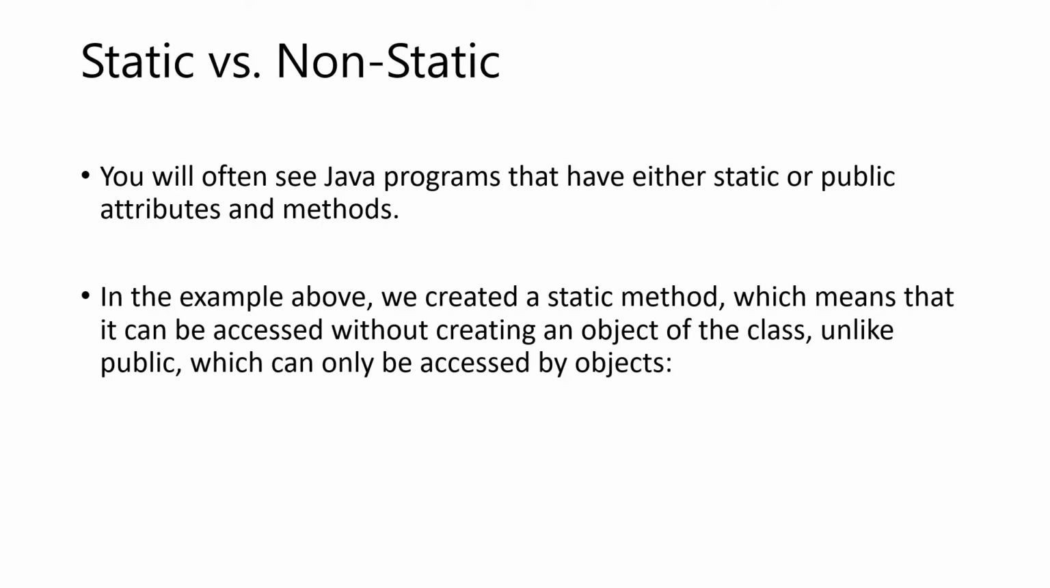You will often see Java programs that have either static or public attributes and methods. A method can be static. In the example that we are going to write, we created a static method, which means that it can be accessed without creating an object. This is very important, without creating an object. In the last video we discussed how we access the attributes in a class: we create an object of the class by using the new operator, and by using that object only we access the attributes of the class. But if a method is static, you can access that method without creating the object of the class. So that's about static and non-static methods.